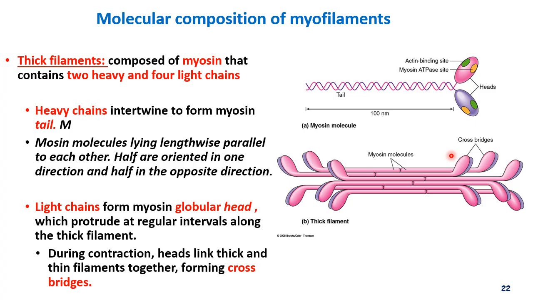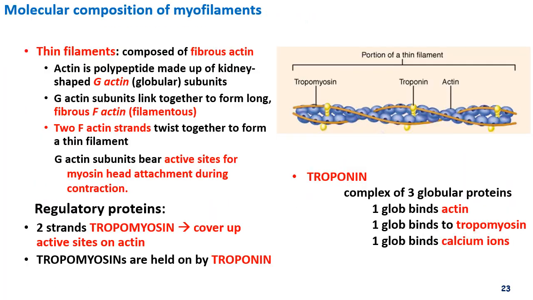Right. So the heads of myosin are the parts that are going to cross bridge with actin and allow for contraction. Okay. All right, so that was your thick filament. So now let's look here at the thin filament.